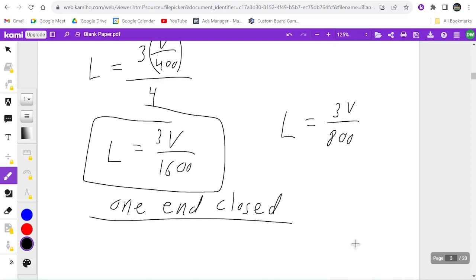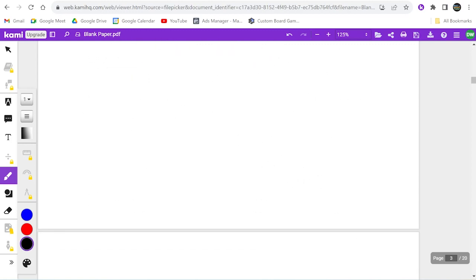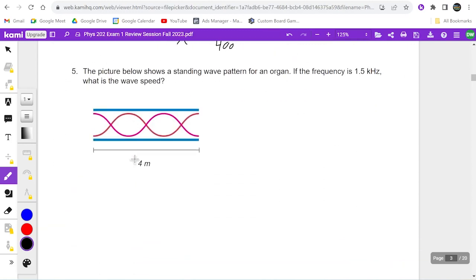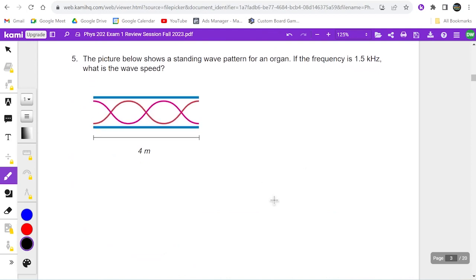Okay, good. Then we're on to number 5. And I think this is the last one for these standing waves, so nice. The picture below shows a standing wave pattern for an organ. If the frequency is 1.5 kilohertz, what is the wave speed? So you'll notice we're solving for the wave speed this time. That means you probably shouldn't say it's 343 or else we'd be done with the problem immediately, right? So instead we're going to use our favorite equation. v equals lambda times f.